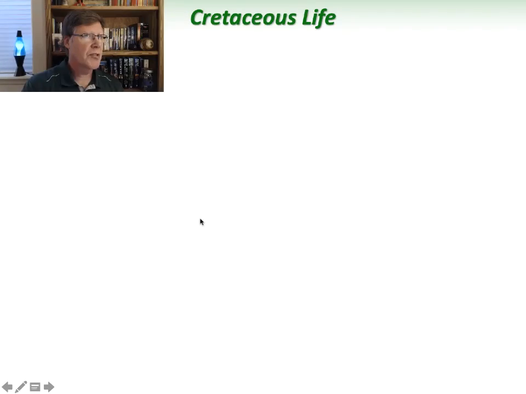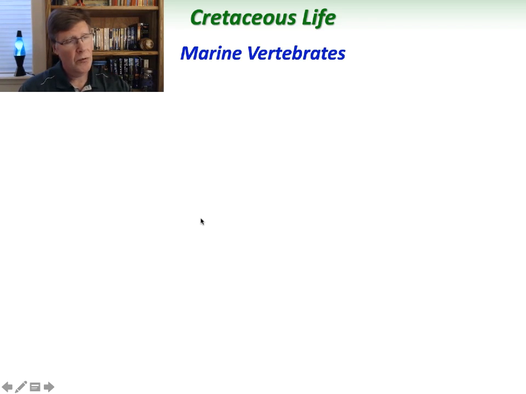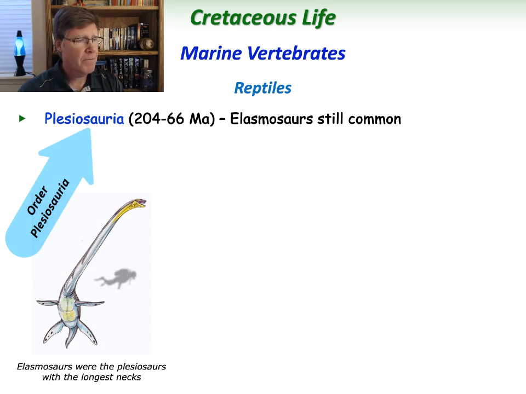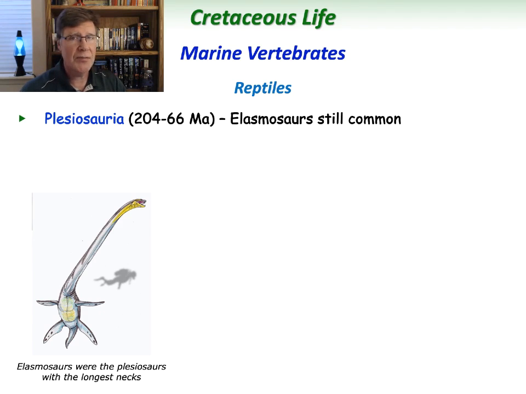So as much as we want to talk about dinosaurs and pterosaurs, we have to talk about marine vertebrates, specifically marine reptiles, because they really flourished in the Cretaceous. And there are many different forms. The plesiosaurs have been around since the earlier parts of the Mesozoic, from 204 all the way to the end at 66. And one form of plesiosaur is Elasmosaurus.